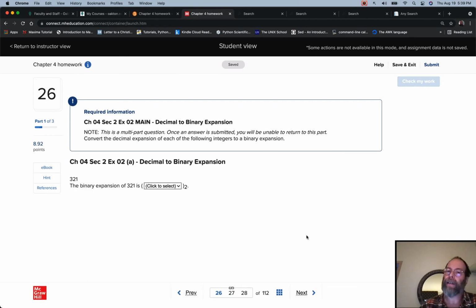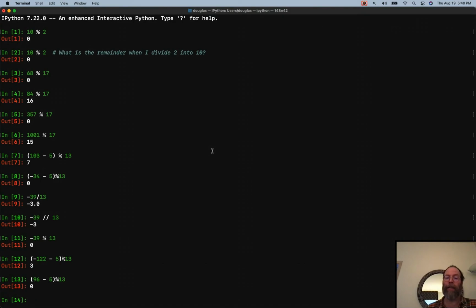Decimal to binary expansion. Now that's a lot of fun, but to do that you need to understand how to set that up. So we're going to convert this number here, 321, into its binary representation. Binary just means zeros and ones. So how do you do that? Well, you do it by setting up a recursive function in Mathematica or Racket or Python or whatever language you're going to use.